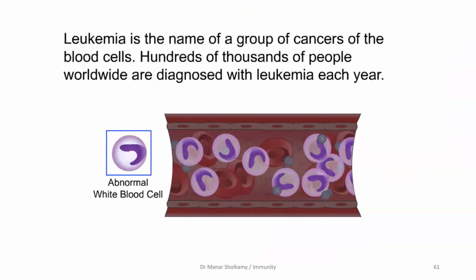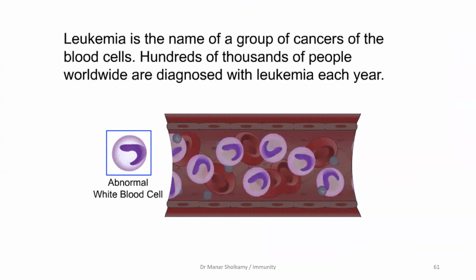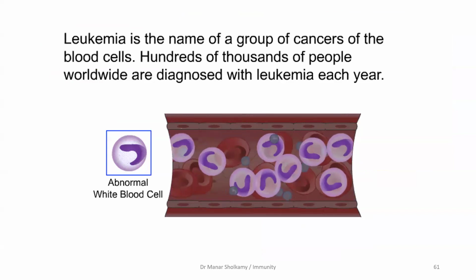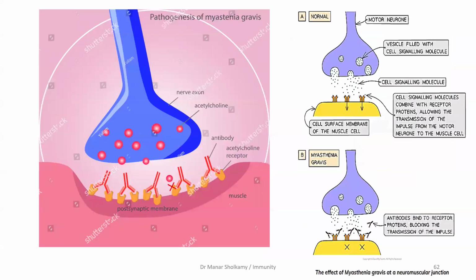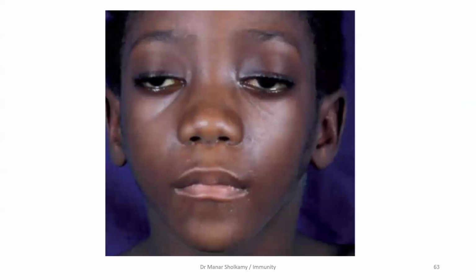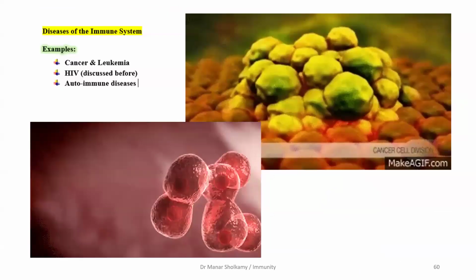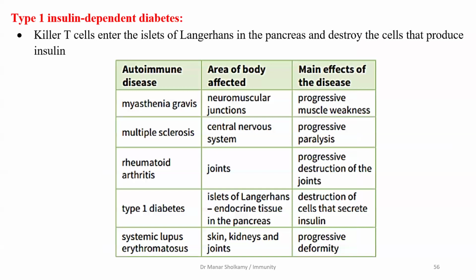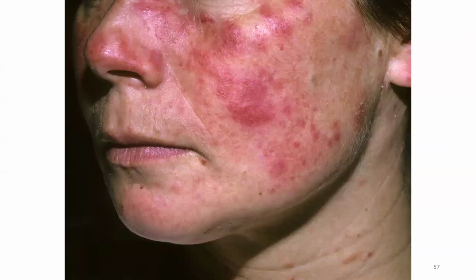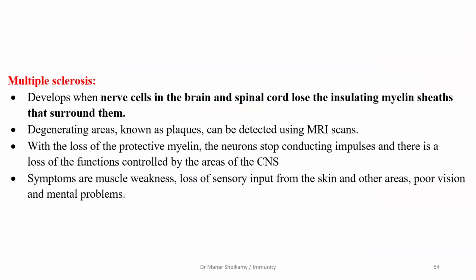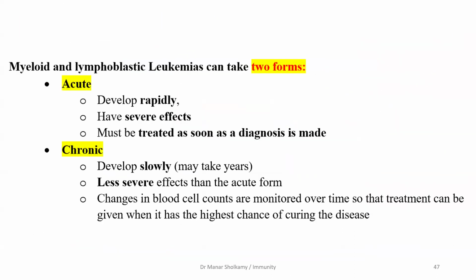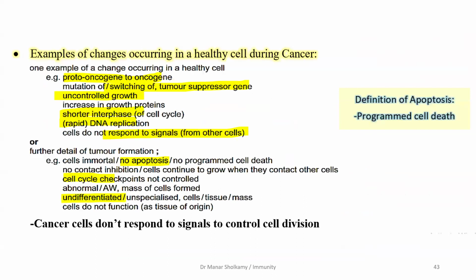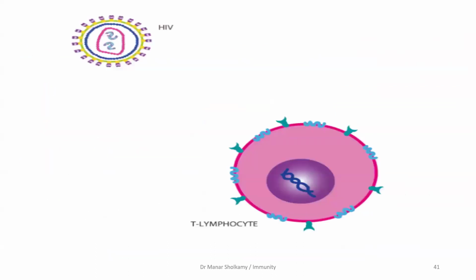The proto-oncogene is changed into oncogene. We have a shortened life cycle, fast replication. I think we took this in protein synthesis also. And any type of cancer can be acute or chronic. This is systemic lupus erythematosus. You don't have to know its name. I just want to make sure here, proto-oncogene to oncogene. Yes, we said all that.